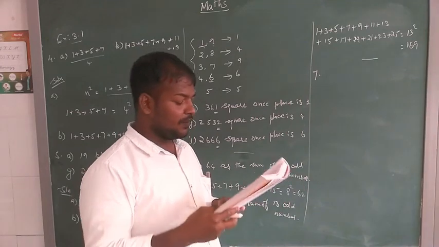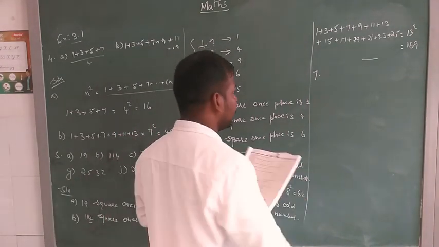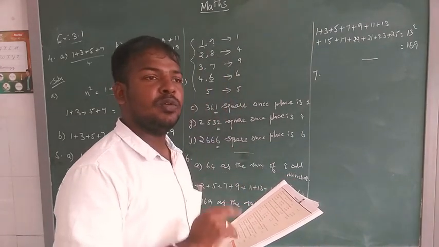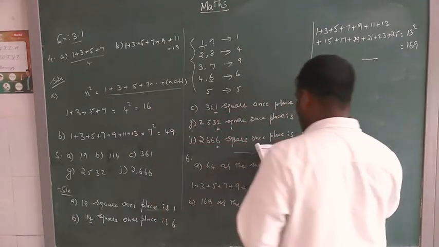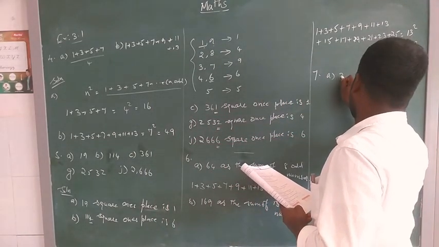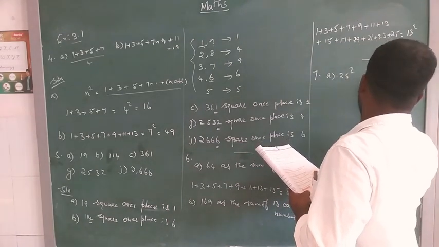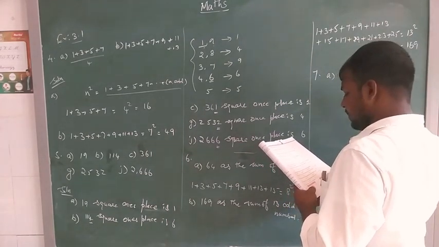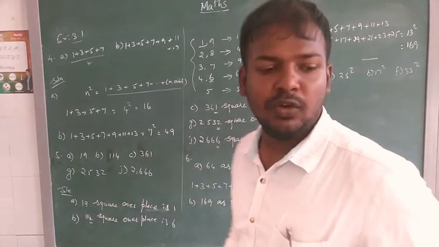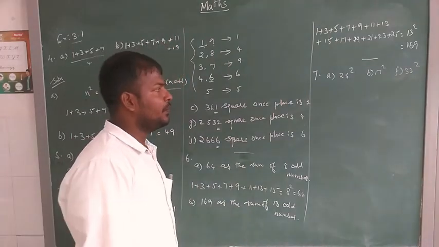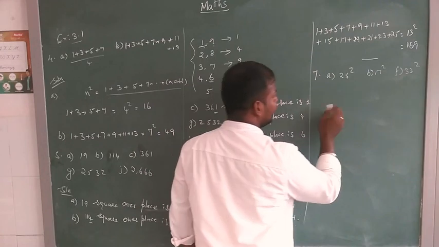Next, we will go to the 7th problem. What is the 7th problem? Write the following as the sum of 2 consecutive positive numbers. So we want to write the square as 2 consecutive positive integers. A problem, 25 square, then B problem, 17 square, then another one, F problem, 33 square. So we want to write as 2 consecutive positive integers.